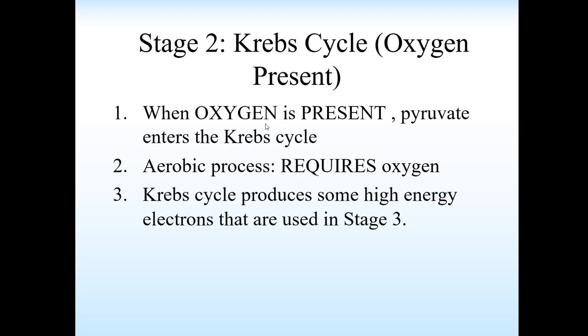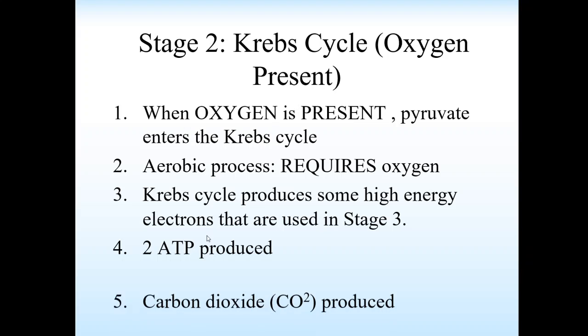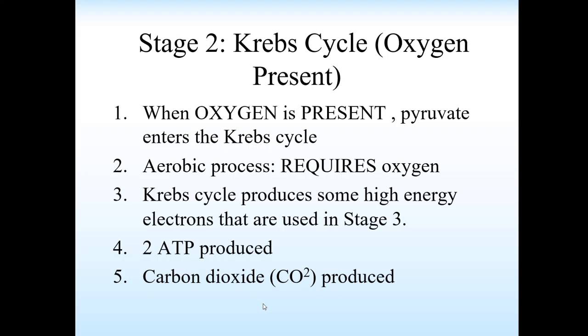Okay, so it goes from glycolysis. If we have oxygen, it'll go to the Krebs cycle, and then it'll go to this third stage, which is our electron transport chain. Okay, and 2 ATP are produced. And as we just said, if there's no oxygen, then you'll go from glycolysis to fermentation. Okay, and carbon dioxide is produced as well out of the Krebs cycle. So after the Krebs cycle is what we breathe out. So carbon dioxide leaves the cell.